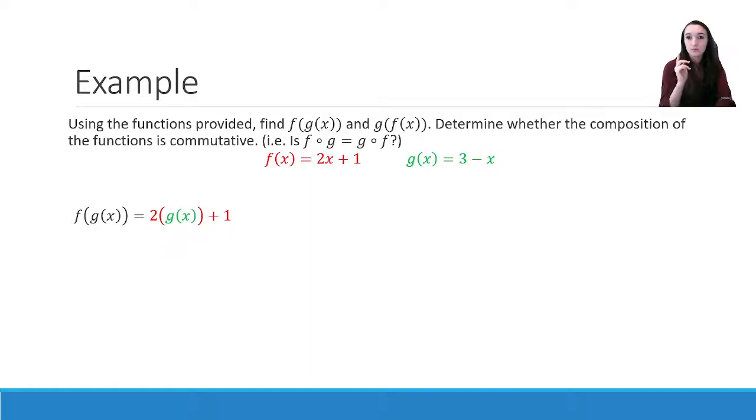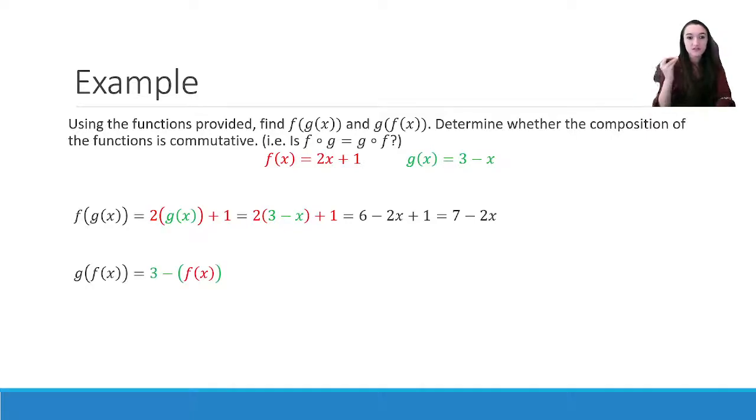Now, replacing g of x in, we know g of x is 3 minus x. So I'm now going to write that as 3 minus x. Then I'll simplify by multiplying 2 times 3 minus x, etc., and then simplify it together to get 7 minus 2x as our final answer. So f of g of x is 7 minus 2x. But g of f of x, or gof, is going to be different. I'm placing f into g, so we get 3 minus f of x.